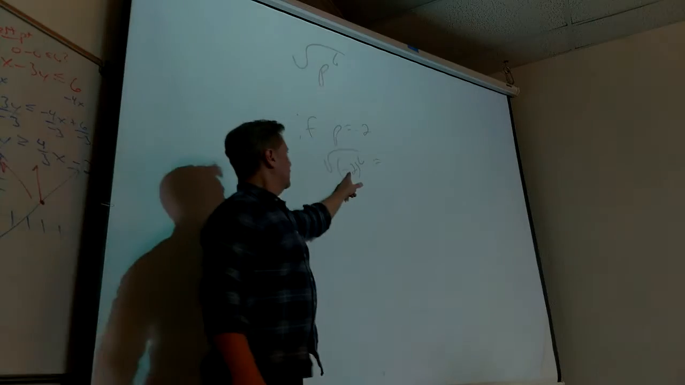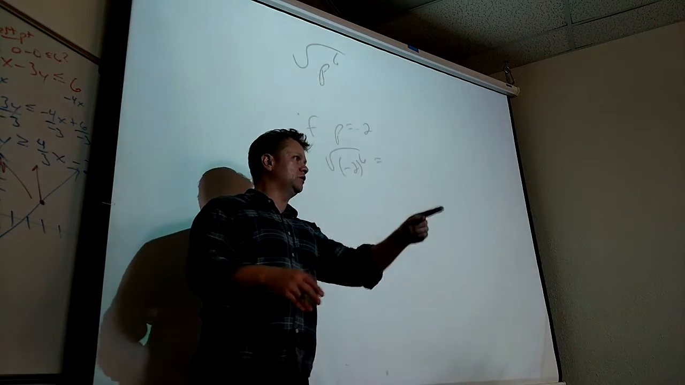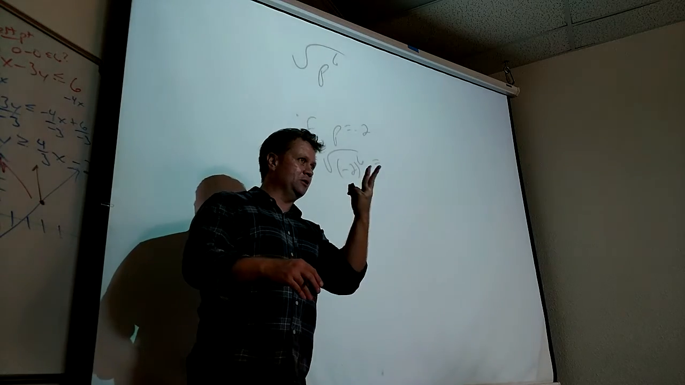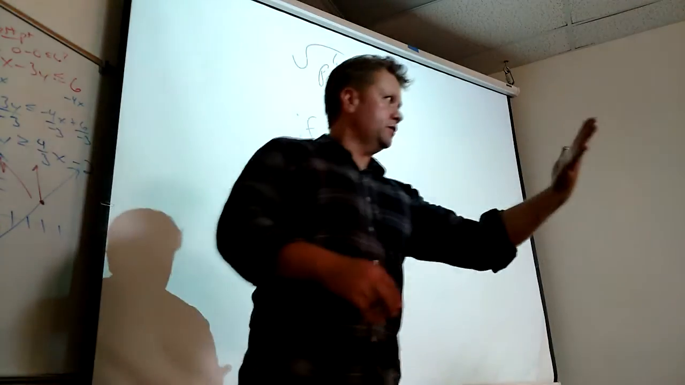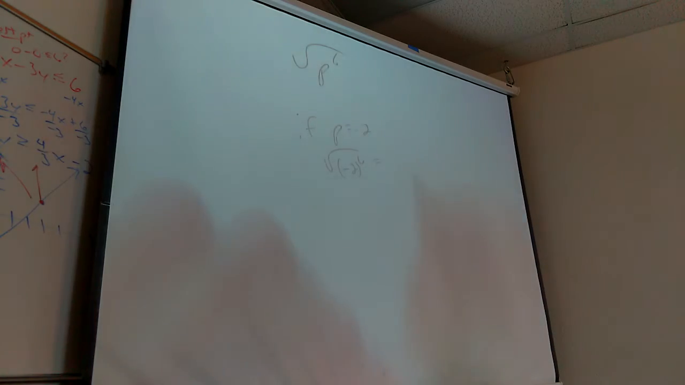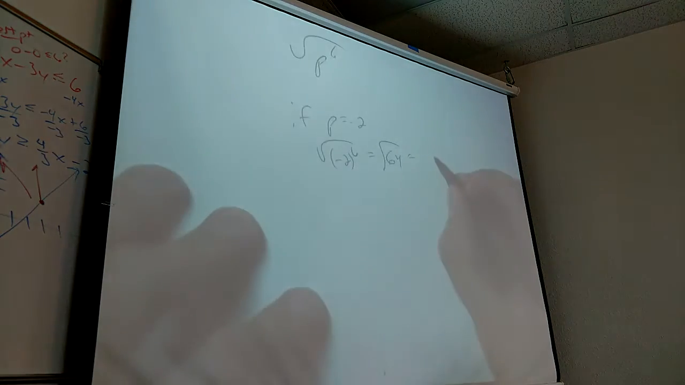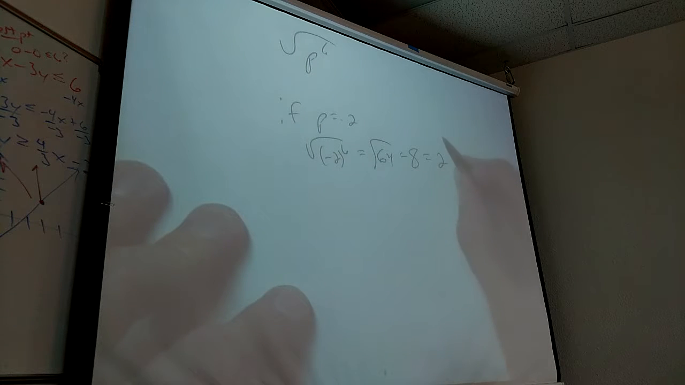Well, all the negatives are going to cancel, so let's just focus on 2 times 2 is 4, times 2 is 8, times 2 is 16, times 2 is 32, times 2 is 64. That's 6 times. So this is the square root of 64. And what's the square root of 64? 8. And 8 is 2 to the third.